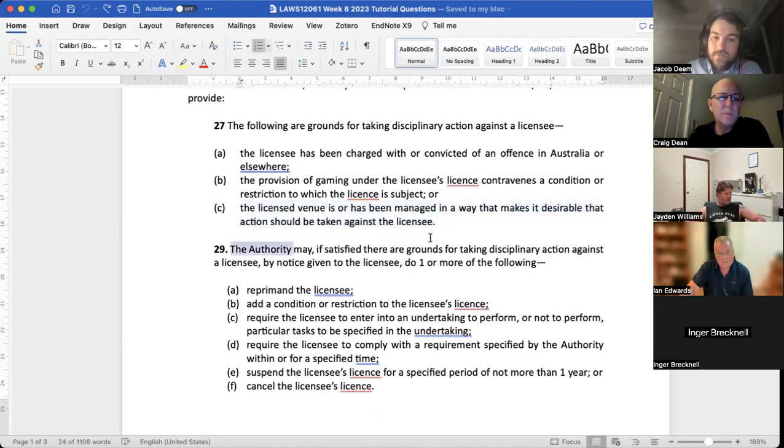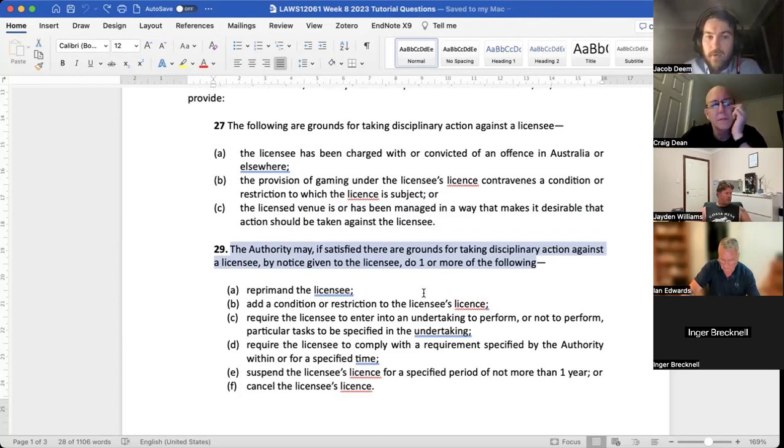And then on top of that, section 29, giving the authority this discretion to be satisfied that a ground for disciplinary action exists. From the perspective of judicial review based on authorised or unauthorised decision making, sets the bar really high for us and makes things really tricky for us. Does that make sense? Can we see sort of where that is coming from?